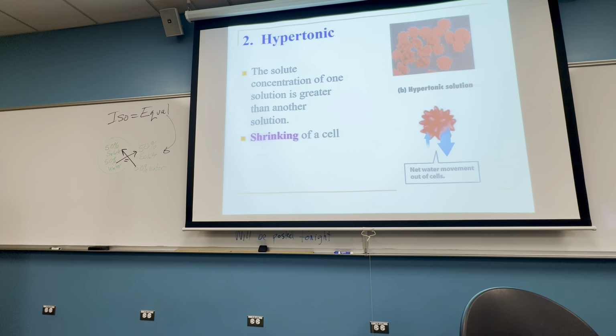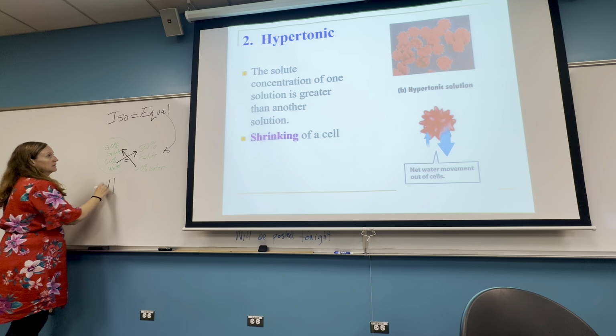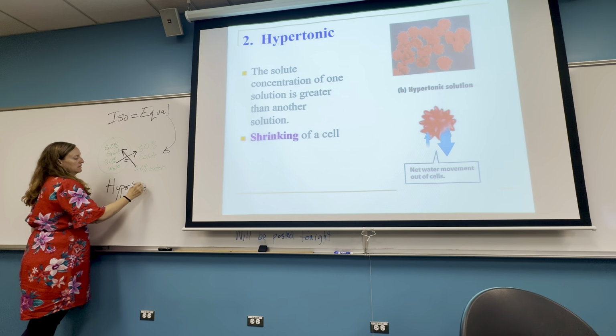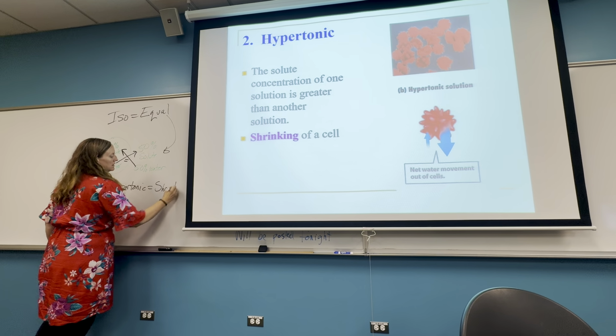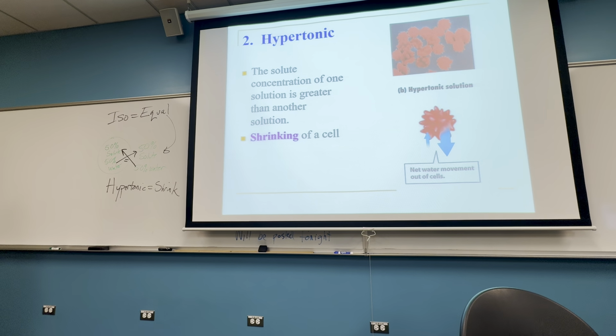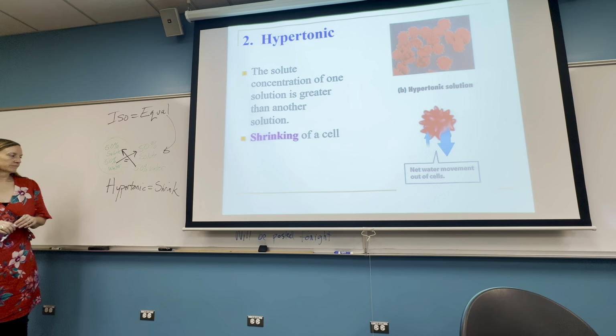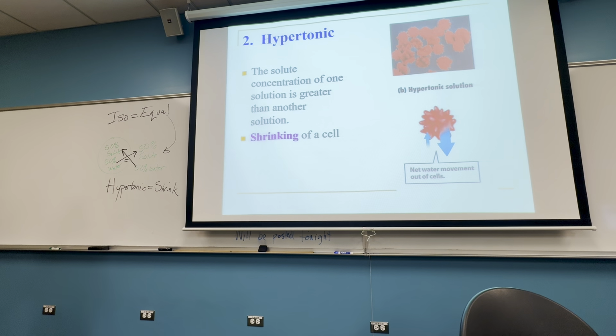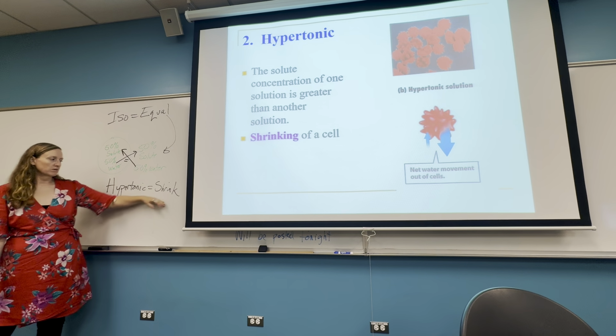Hypertonic. Okay, this one is harder to think about. The definition is that the solute concentration of one solution is greater than the other. Well, what we're talking about is greater inside or outside of the cell. Hypertonic means shrinking. Hyper, shrink. Smaller. Maybe you can think of somebody who's hyper, has a lot of energy because they're always jittering and moving. In some cases, people who are hyper might be very thin because they're always expending a lot of energy bouncing and moving. So you can think of hyper, smaller, shrinking.